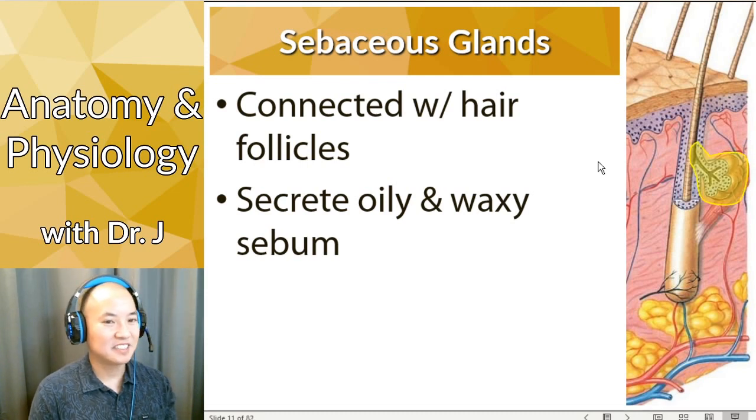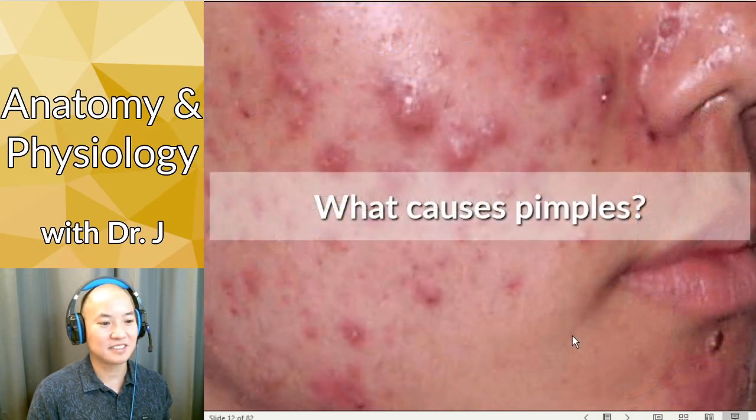Now, ideally, these sebaceous glands should secrete just enough oils and waxes to keep your hairs lubricated and also maintain their structure as they grow. But what happens if these sebaceous glands start to become very overactive? Well, what can result is this.